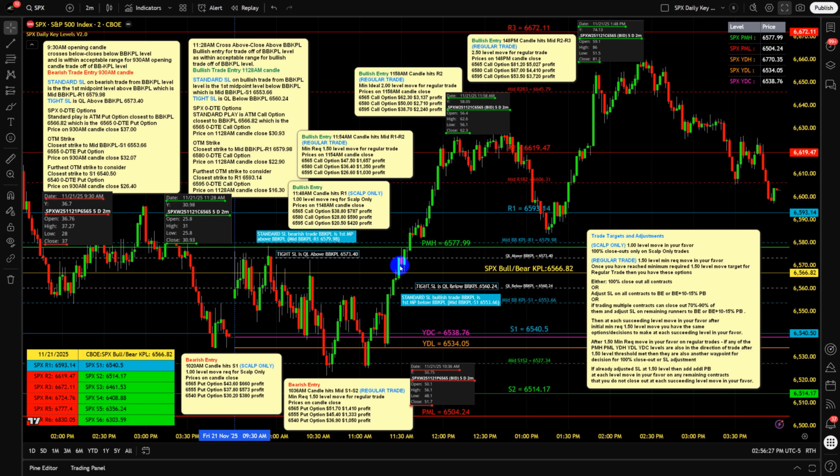So the standard entry here would be on this cross above, close above, and additional confirmations would have been here if you wanted to have that, as they were still within the acceptable range for a bullish trade off of this level. Now with this particular trade here, the at the money standard play is going to be the at the money call option closest to the bull bear key price level, so that is going to be the same situation here, 65.66.82. So that is going to be the 65.65 strike, just like it was here, except this was a bearish play.